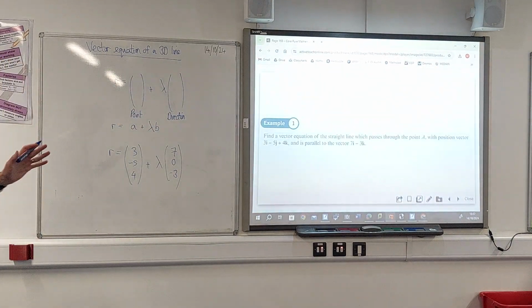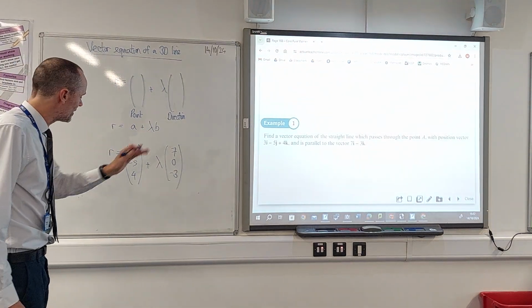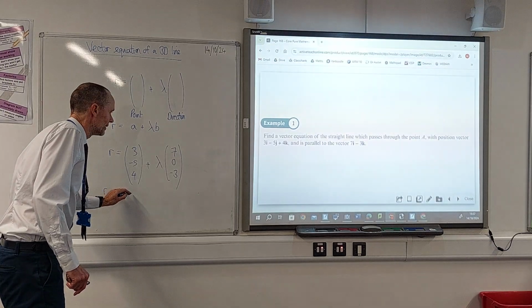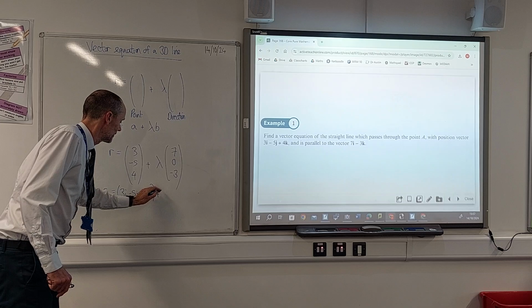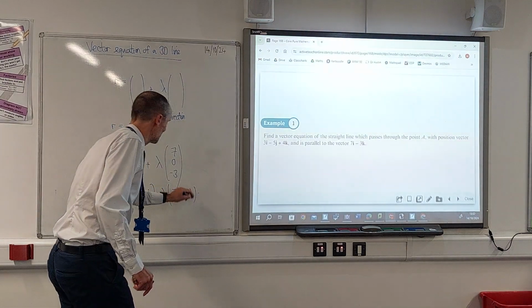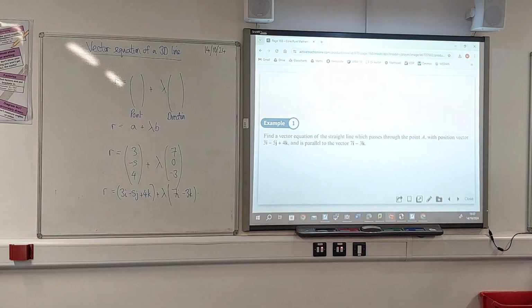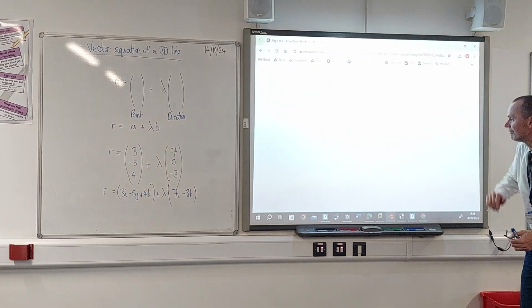Now, people always say, do I need to write it in ijk notation? I guess if the question is in ijk notation, we ought to, so it would be 3i minus 5j plus lambda (7i minus 3k). So I mean, that's an embarrassingly easy question. I'm not going to ask you to do that one. But I think it is worth doing this one.